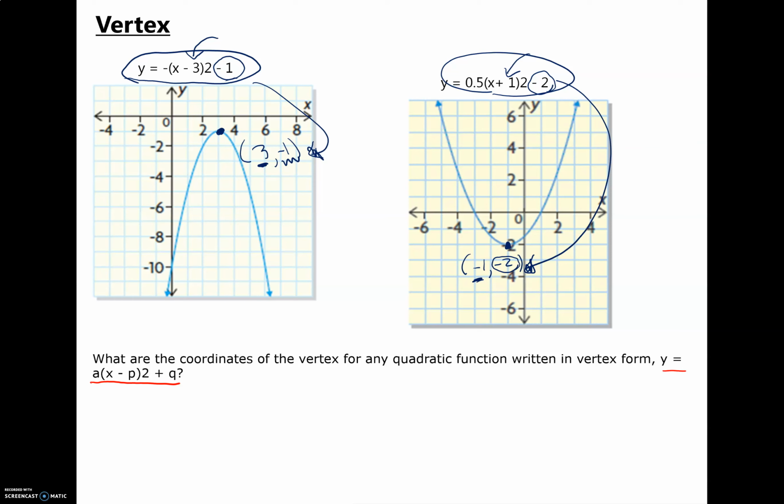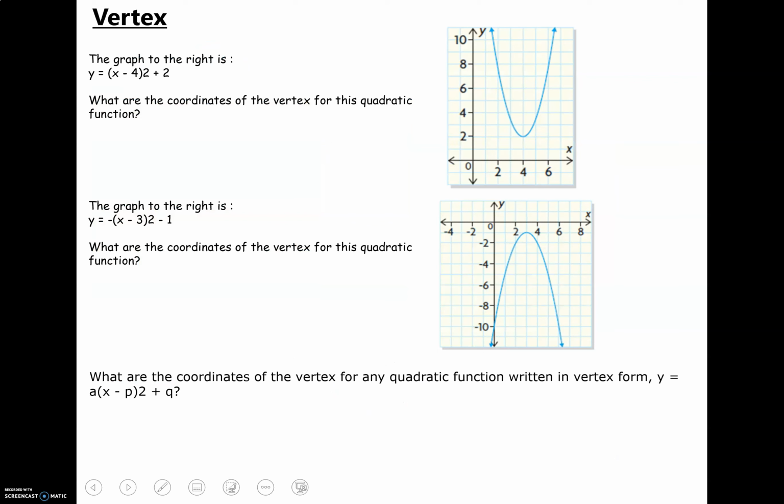So what would the coordinates be of the vertex for any quadratic function? Well, your x value, whatever your p is, you have to write the opposite, and whatever your q value is, that's your y point. So here is the graph to the right. In my equation, we have the p-value as -4, so it would have to be written as the opposite, so 4. And the q value is 2, which would be my y value. So let's check to see if that's the same on our graph. Here's the vertex, and it is happening at the point 4 and 2.